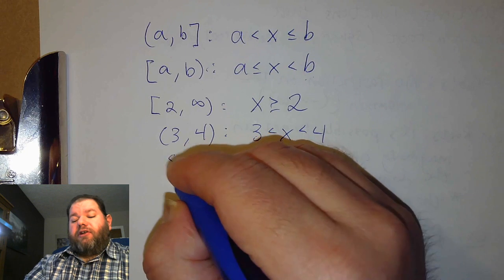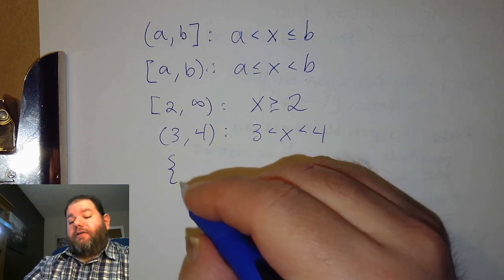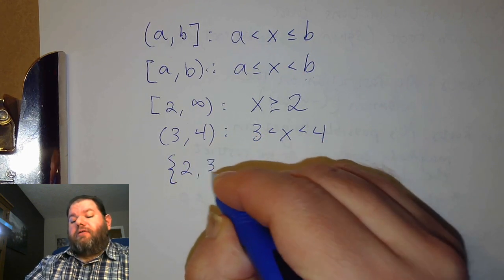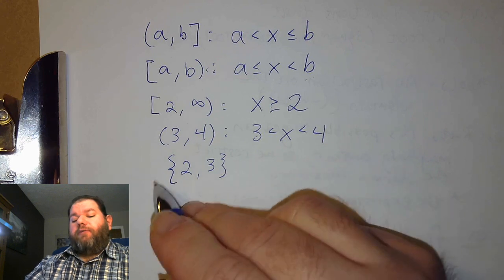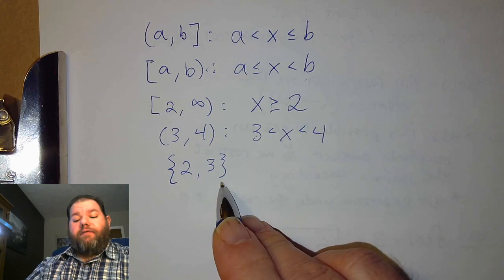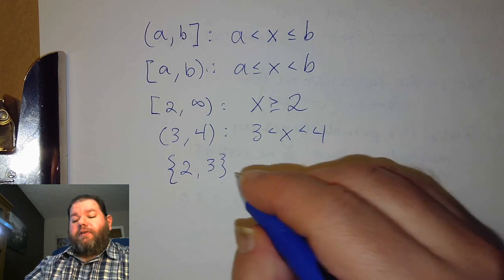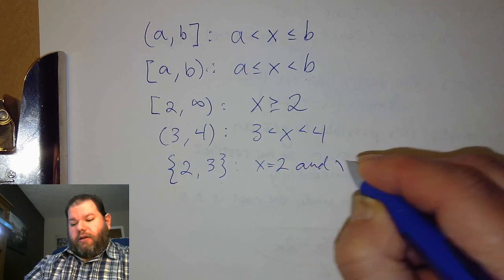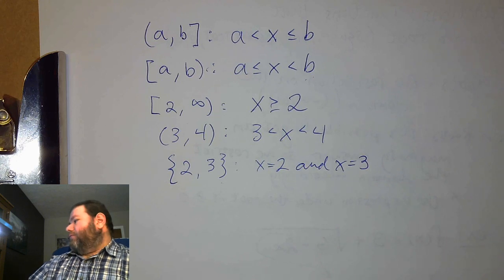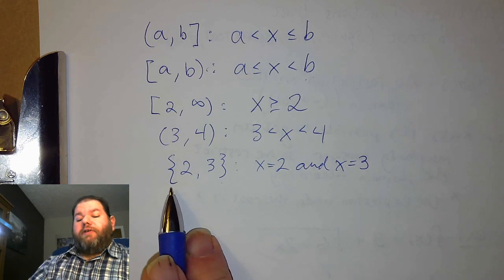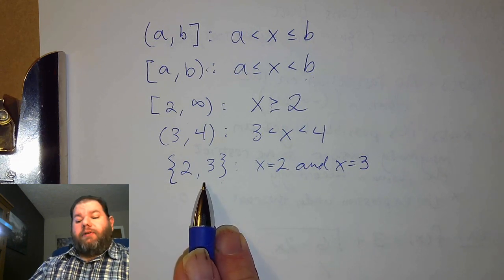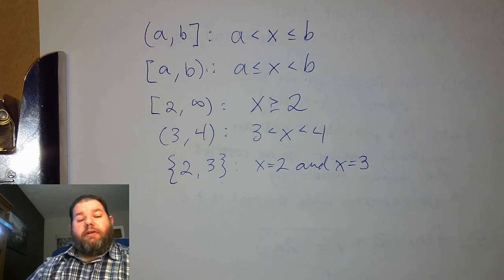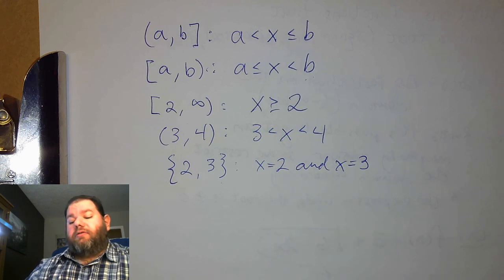There's another notation here since we're talking about it. If we use braces instead of parentheses or brackets, this just means x equals 2 and x equals 3. So whenever we have the braces, we're just listing the outcomes, which is 2 and 3 specifically. There's nothing in between in that case, just the two numbers themselves.